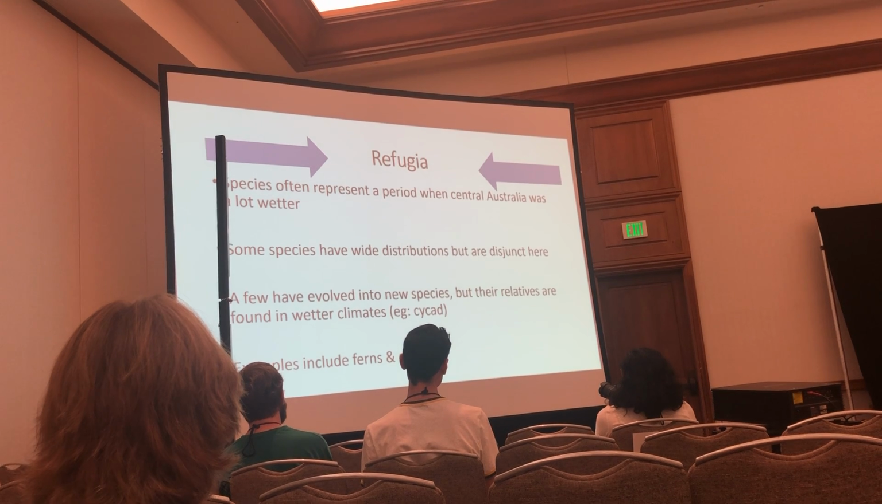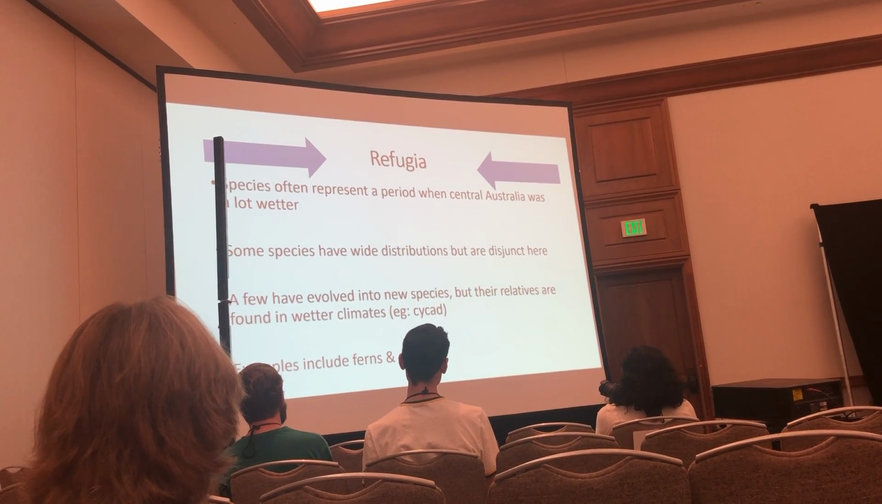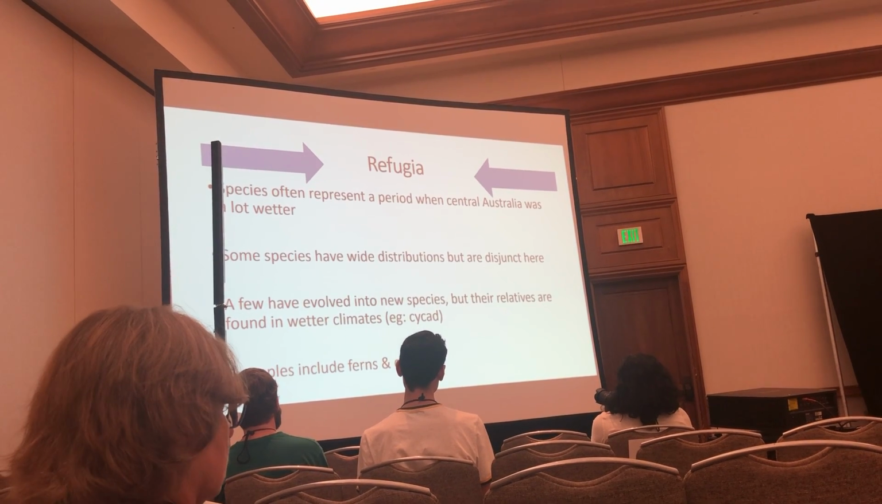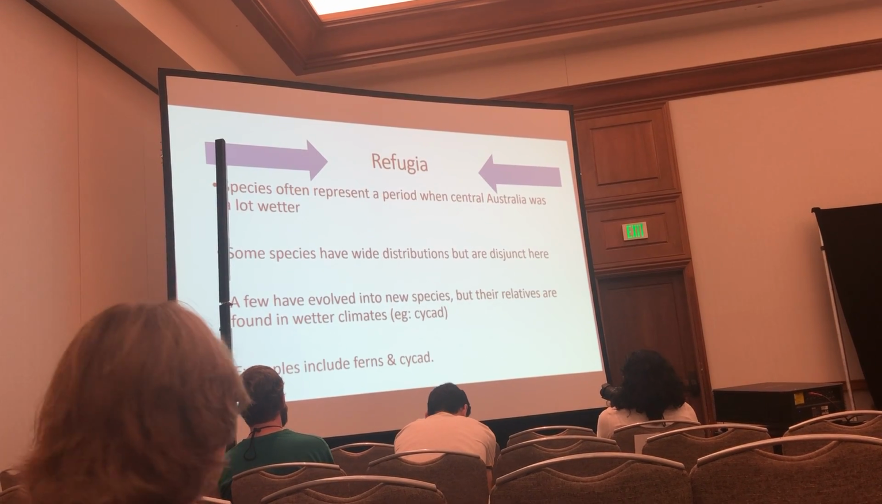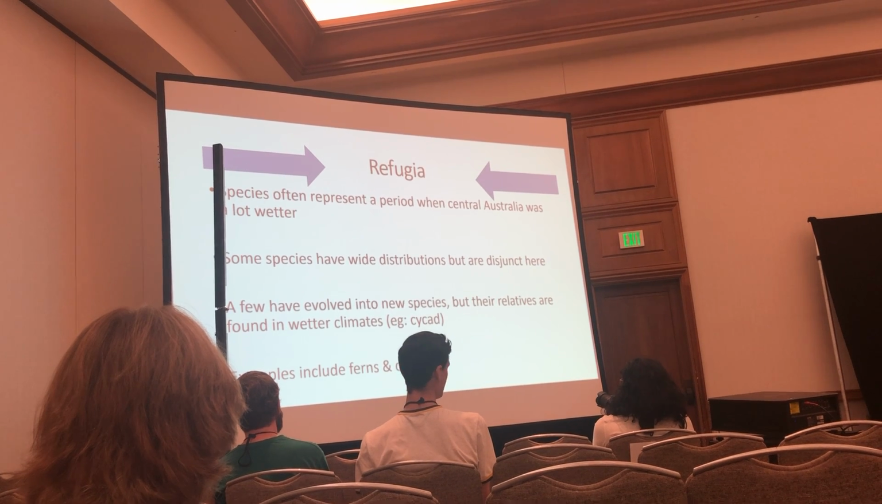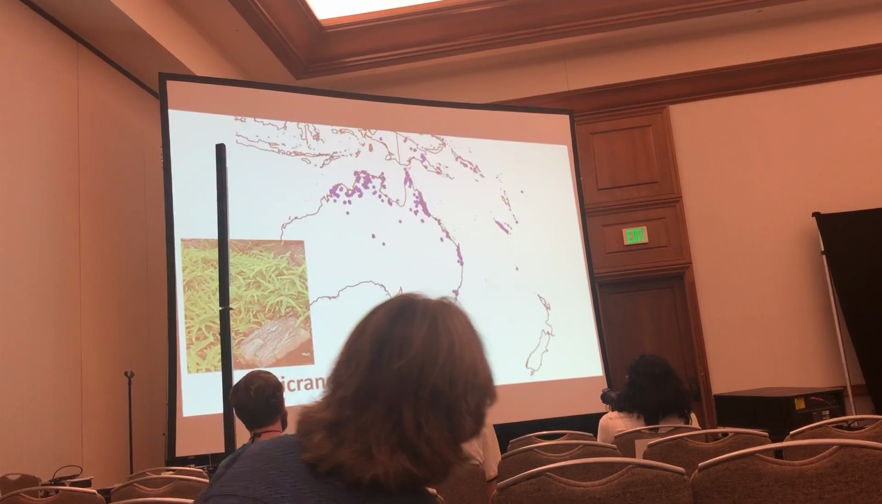And then finally we have this refugia. These represent an old period when it was much wetter, so previous to 10 million years. They have these really wide distributions around the countryside and even pantropical, but they're disjunct. So you go to these gorges and you suddenly see wet stuff. Some of them have evolved into new species like the cycad. And here are some of the ferns.